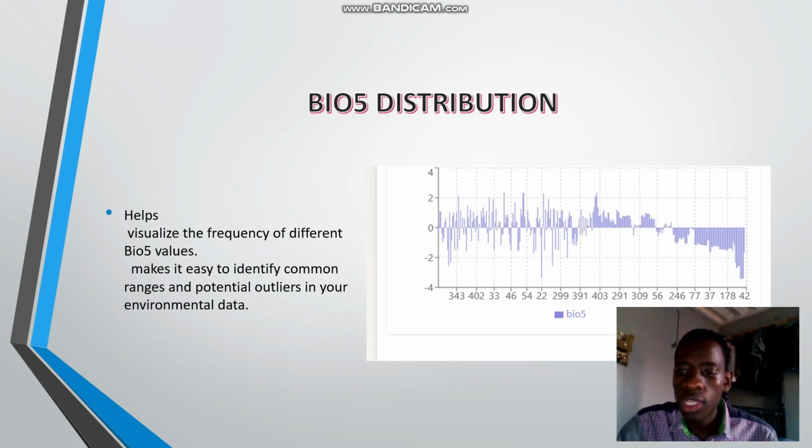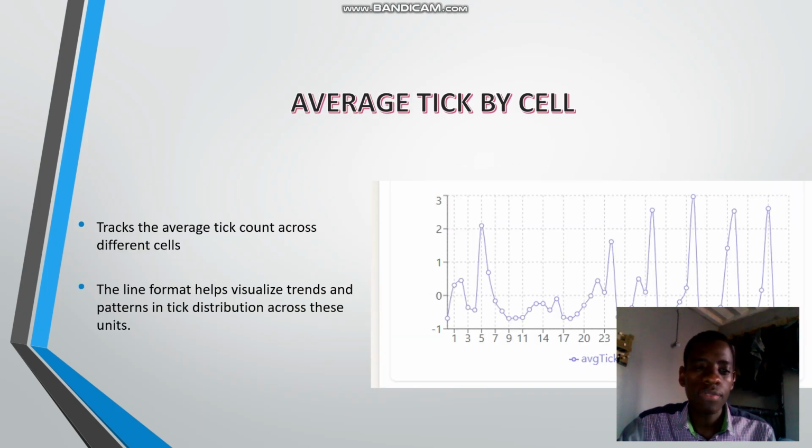The chart displays the distribution of Bio5 values across the dataset. Bio5 typically represents the maximum temperature of the warmest month, which is an important environmental variable. The bar chart format helps to visualize the frequency of different Bio5 values, which makes it easy to identify the common ranges and potential outliers in the environmental data. It helps us to visualize and identify the common ranges and where we can put a lot of investigation.